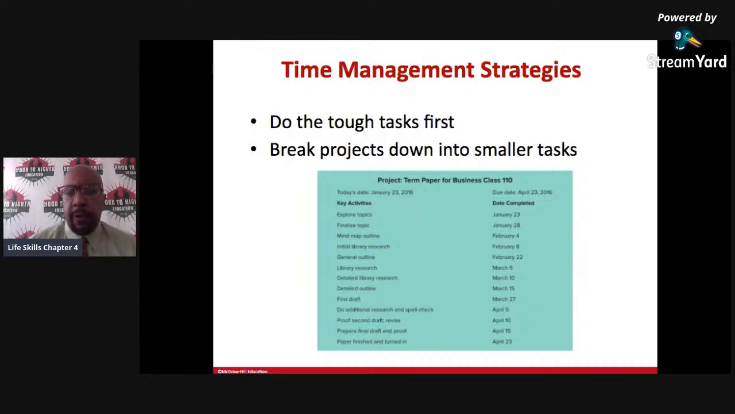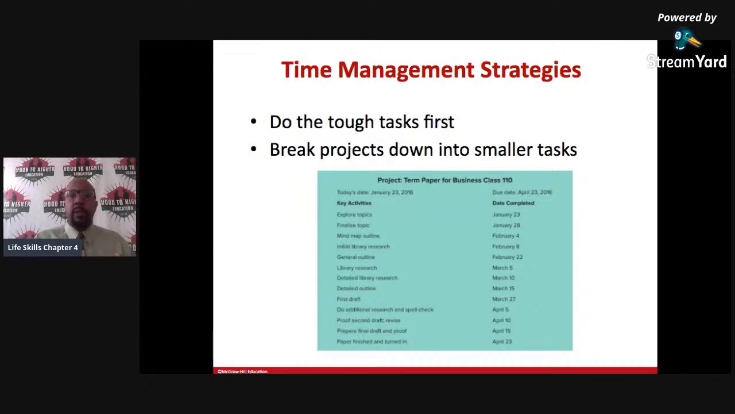Do the tough task first. This is something that I usually recommend to students. Break projects down into smaller tasks. This could come in the form of, if you have an important essay or a paper, and you know that you have a couple of months to complete it, maybe take some time the first couple of days just working out the outline.